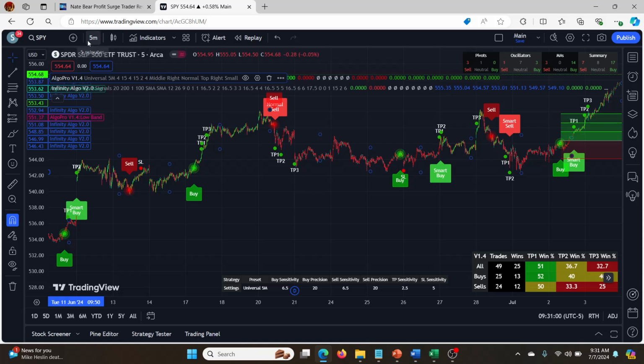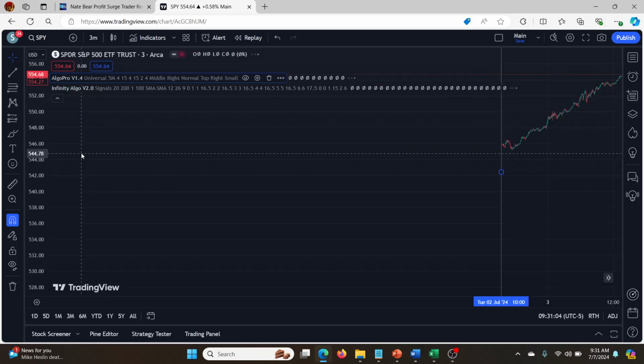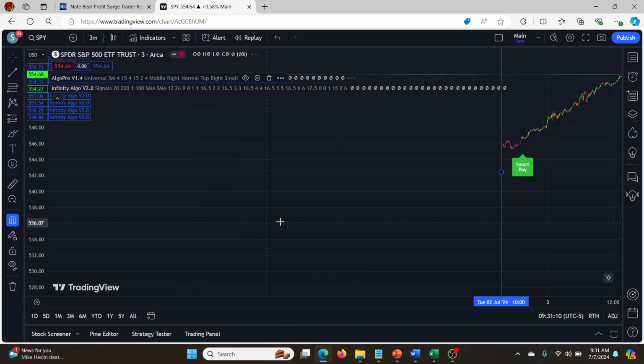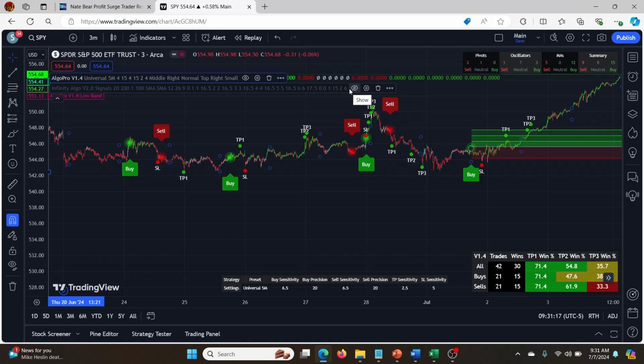So that's on the 5 minute. We can do a similar thing on the 3 minute chart. So we switch to the 3 minute. We'll just pick whatever pops up on the screen here if it loads. Taking its time. There we go. So let's switch off this one. So this is Algo Pro.